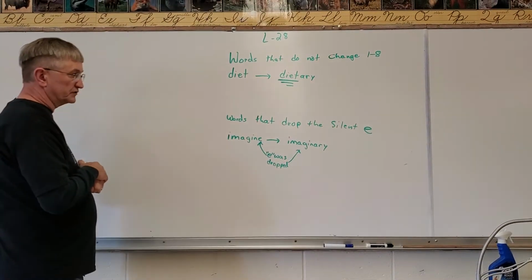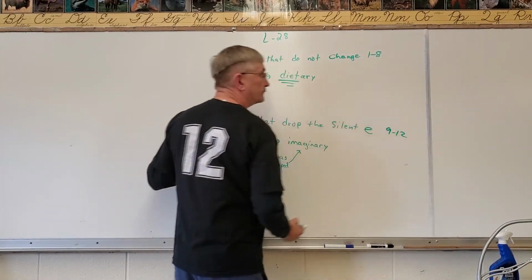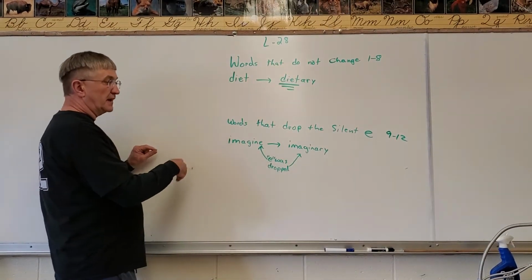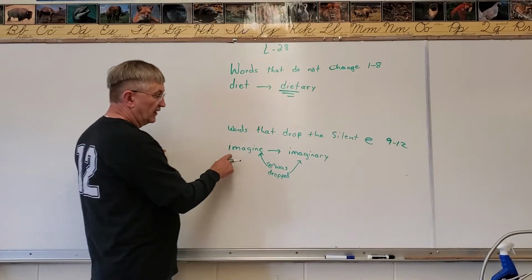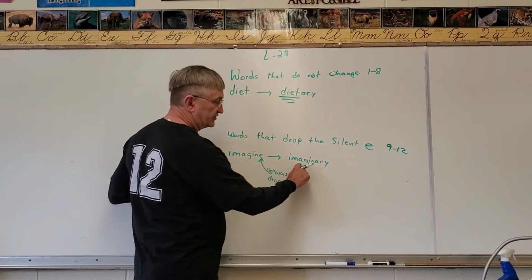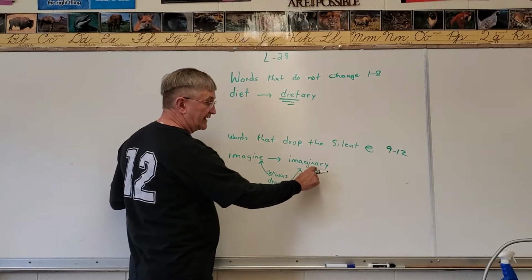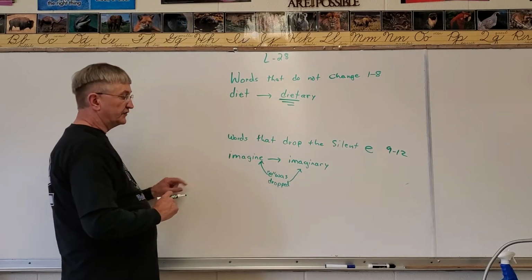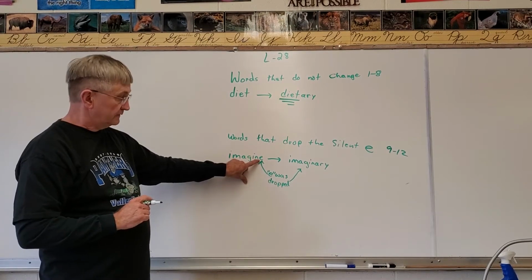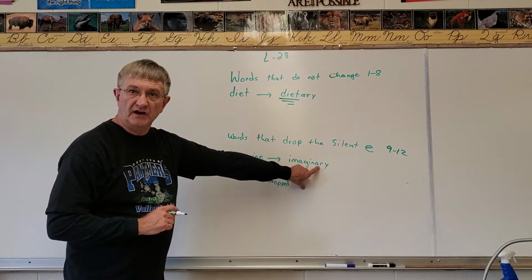Now, if I go to the second set, words 9 through 12, it says words that drop the silent E. So I'm looking for words in my pattern words that show the dropping of the E. I start off with the root word imagine, and I changed it to imaginary. I dropped the E between the N and the A and added the suffix ARY. So this is the pattern that you're setting up. You're looking for words where the root word has the E, and when you add the suffix, it drops the E and adds the suffix ending. In this case, it was ARY.